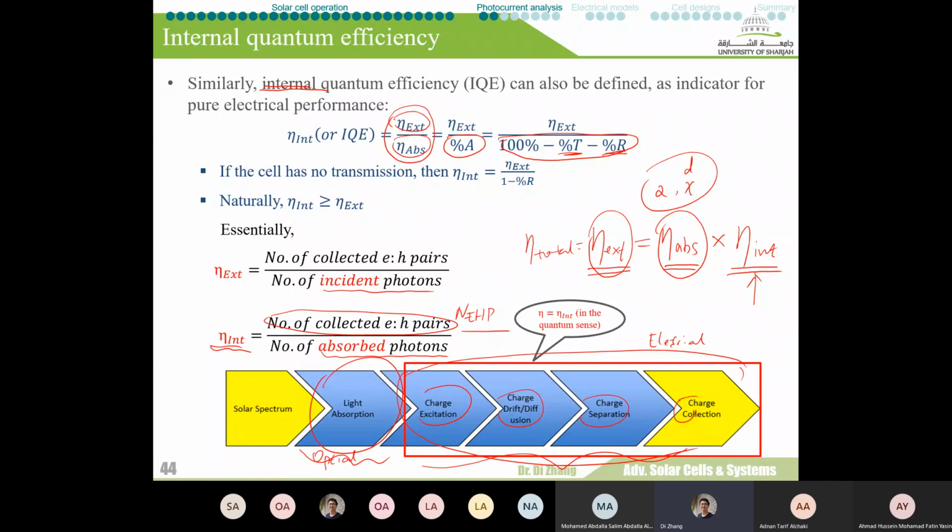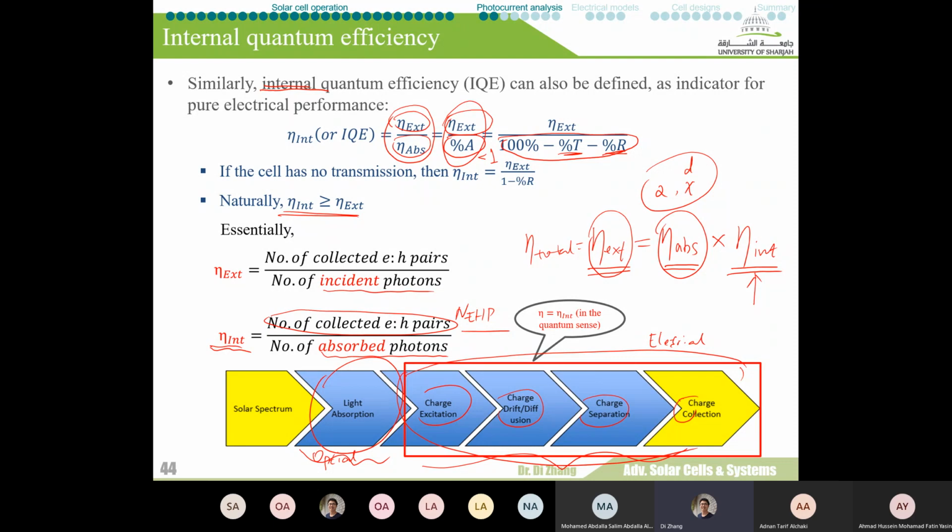As you can see also from the equations here, the absorption efficiency is less than 1. So you are taking an external efficiency divided by something less than 1. This means that typically the internal efficiency will be higher than the external. It will be larger than or equal to the external. So that is the typical case.